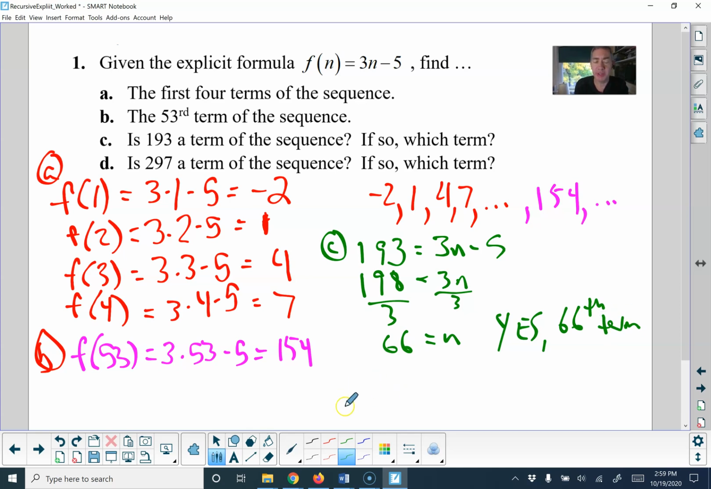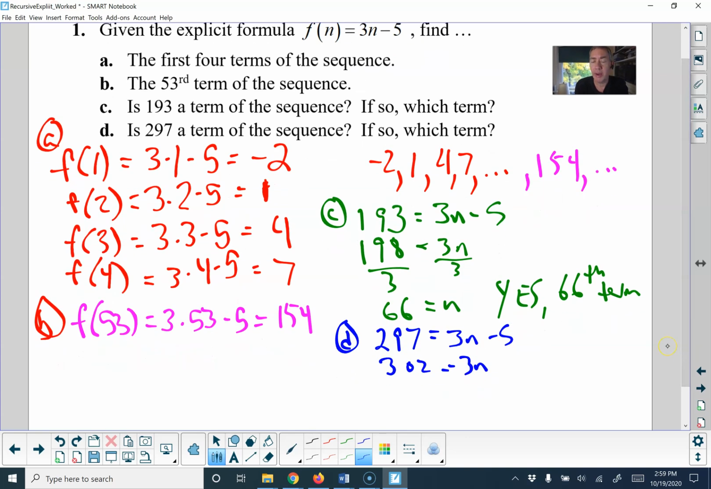On the other hand, 297, I know it won't surprise you to know that it's probably not going to work. 297 is 3n minus 5. Add 5 again, you get 302 is 3n. And now, divide by 3, and I get 302 thirds is n. It's not a term of the sequence. There's no such thing as a 302 thirds term. No, it's not going to happen. So no, it's not in the sequence.